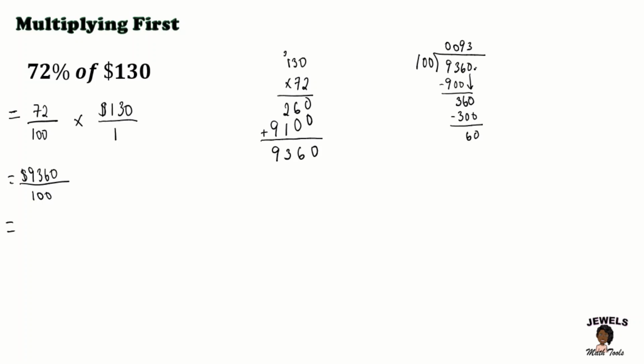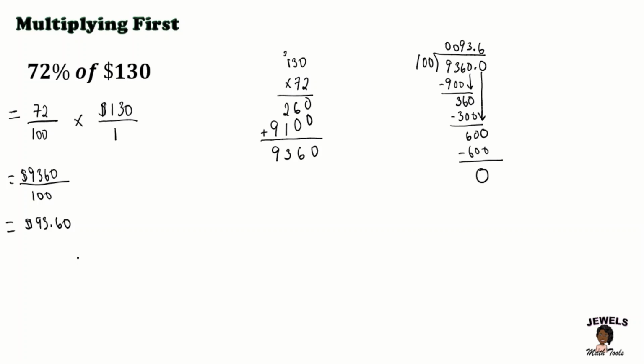We're going to now add our decimal point in both our dividend and quotient. Add a 0. Bring down that 0, changing our 60 into 600. And 100 goes into 600 6 times. 6 times 100 is equal to 600. And 600 subtract 600 leaves us with 0. So when we calculate 72% of $130, we get $93.60. Okay, so this is our first method on calculating 72% of $130.